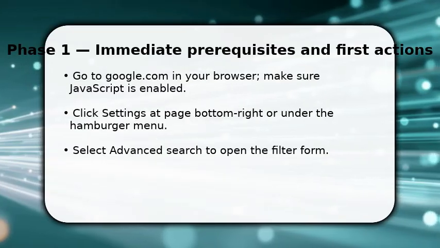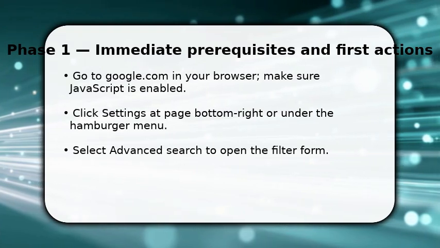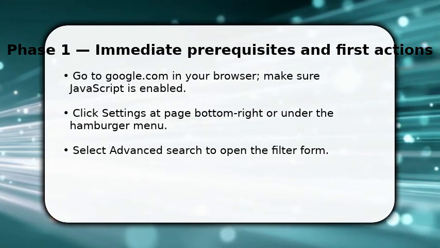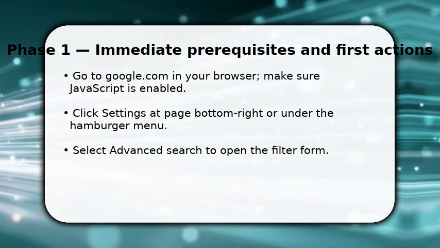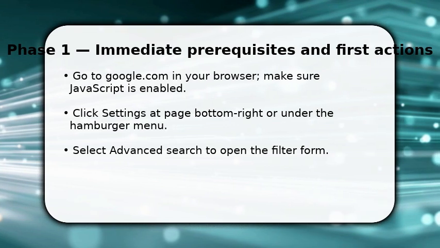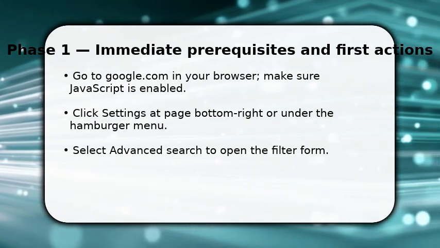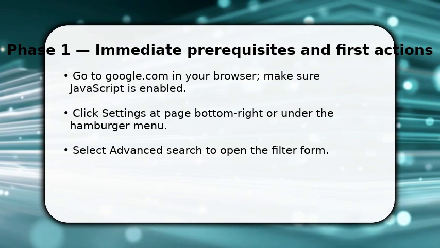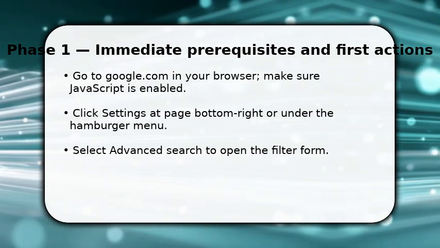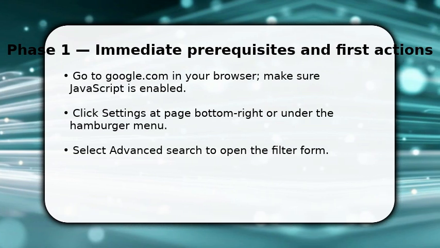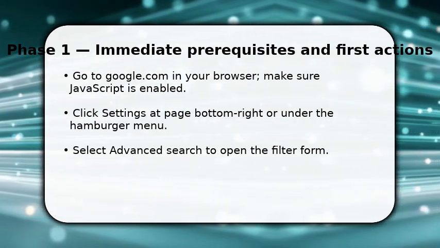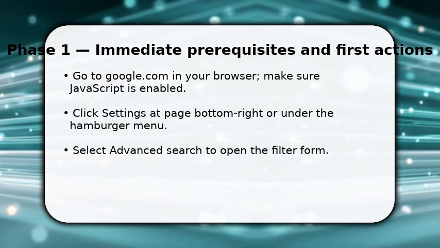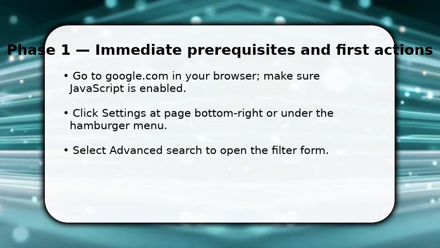You start on Google.com, open it, and make sure JavaScript is enabled so the menus work. Then click Settings at the bottom right of the page, or open the hamburger menu and choose Settings. Once the menu appears, pick Advanced Search. This brings you to the single dedicated interface for precise filtering. You use this instead of guessing operators because it exposes all fields, so you can apply exact phrase, exclude words, and set ranges without memorizing syntax.